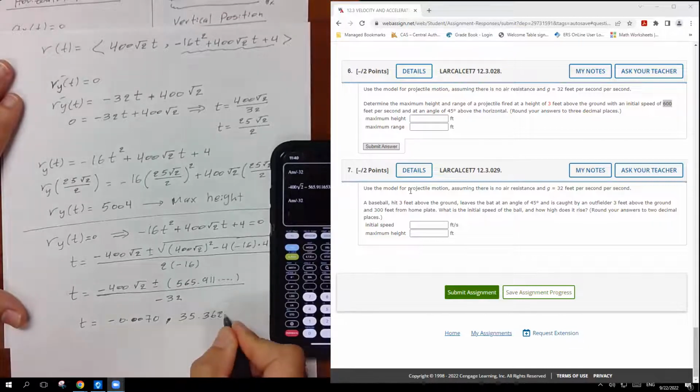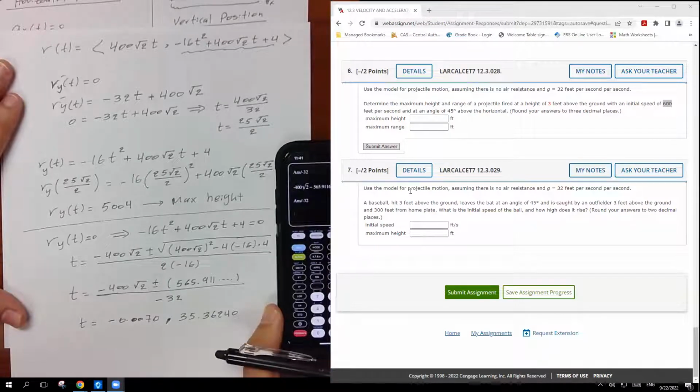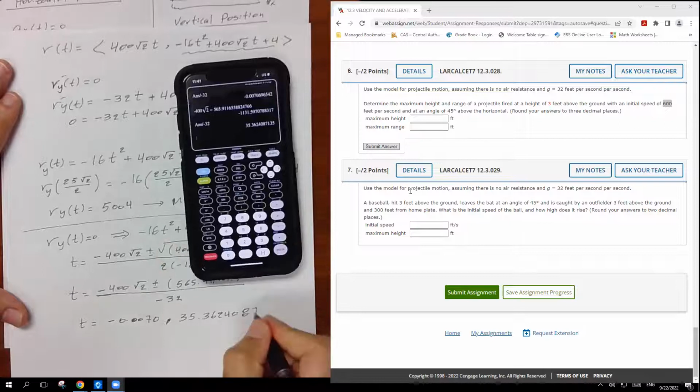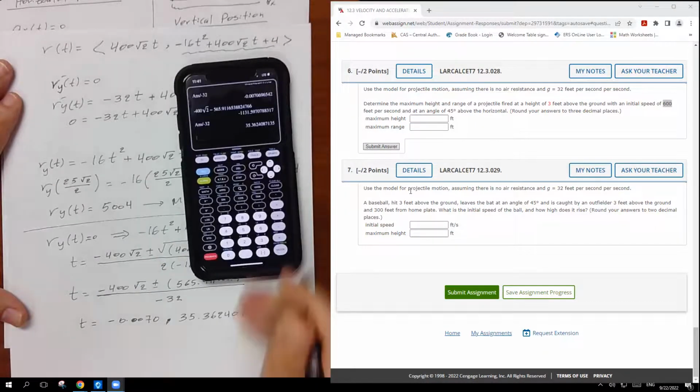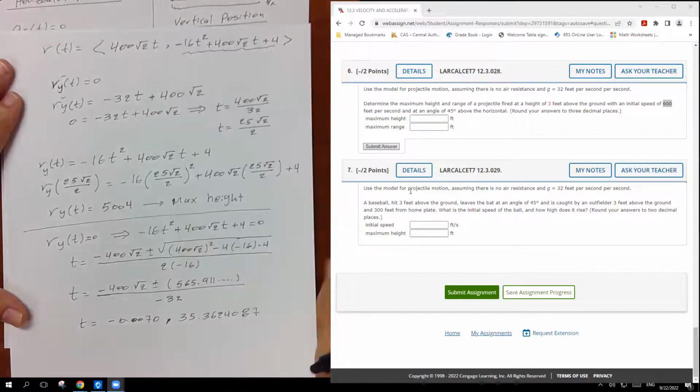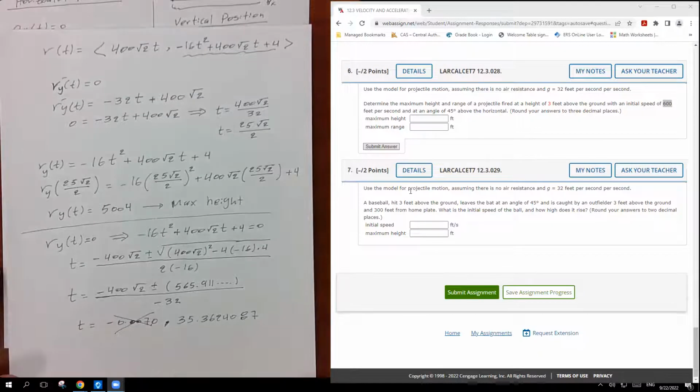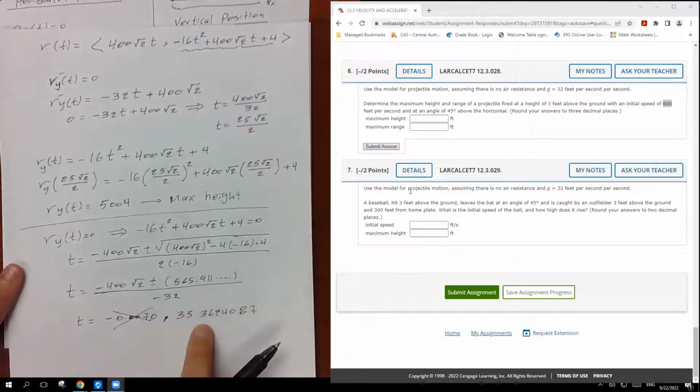240.87. I can use the whole number by using the calculator. Now here's the time. We can't choose the negative one because there's no negative time. So I'm going to use the positive one.